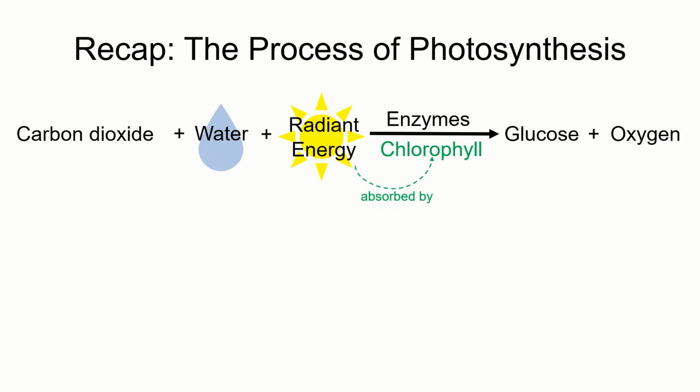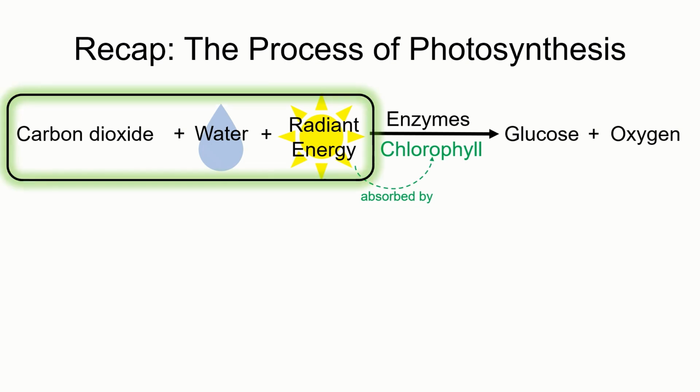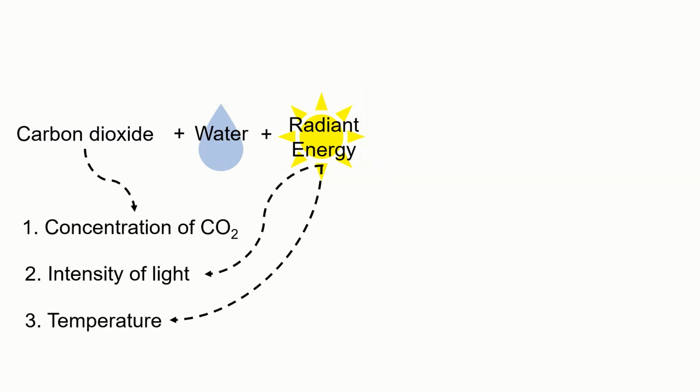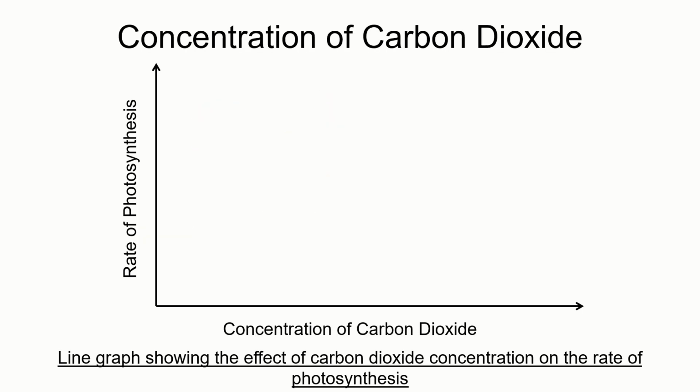The rate of photosynthesis is the speed at which the process takes place, affected by numerous factors, including those derived from the reactants. We will discuss the effect of the concentration of carbon dioxide, intensity of light, and temperature on the rate, but not water, as it can be variable. To understand the effect of the three environmental factors, we use general graphs.